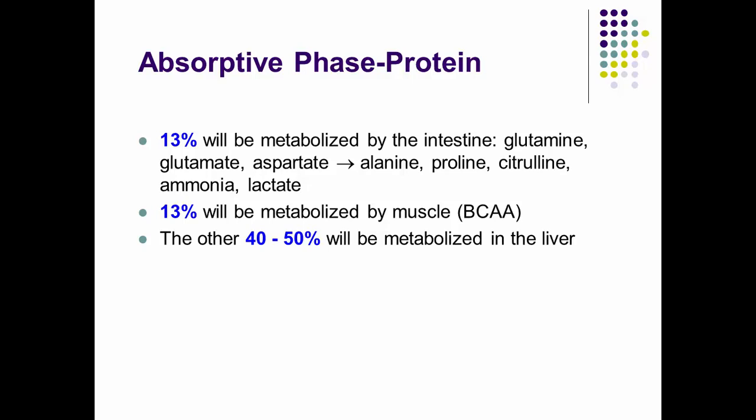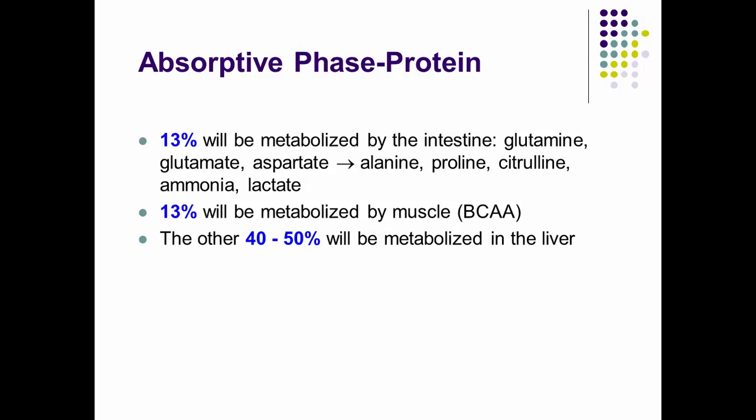So 13% of absorbed amino acids will stay in the small intestine enterocytes. We know enterocytes need the amino acids for energy, like glutamate and aspartic acid. They are used in the small intestine enterocytes for ATP production, and then converted to alanine, proline, citrulline, ammonia, and lactate, and these products will be released into the circulation from the small intestine.